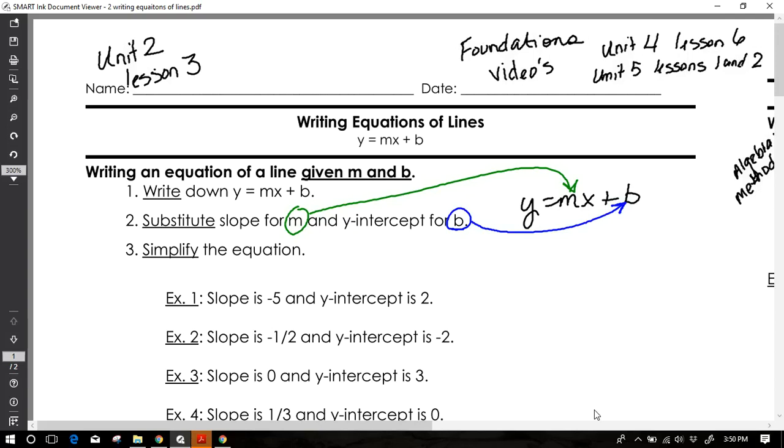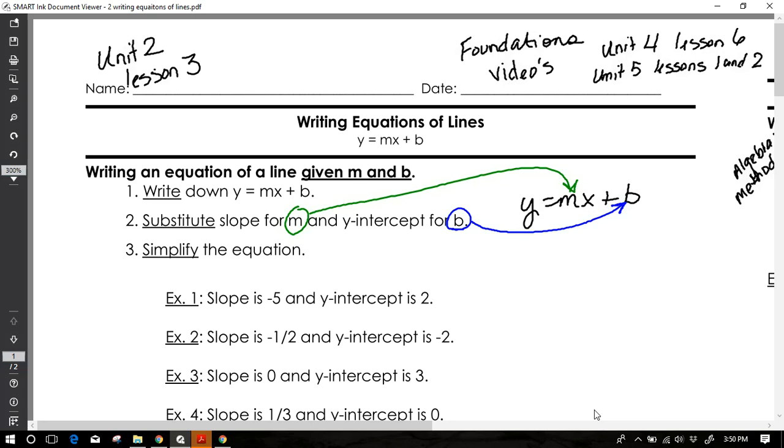Today we're going to work on Unit 2, Lesson 3, and this is going to be a really big lesson. We did cover this in Foundations last semester. If you want to go back and watch this, it is broken down into 3 separate videos from last semester.